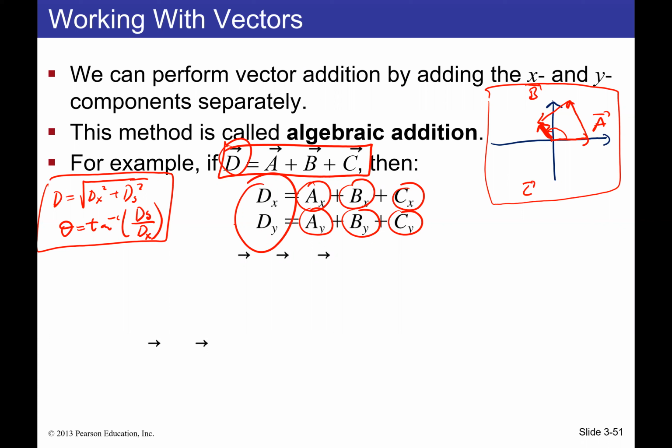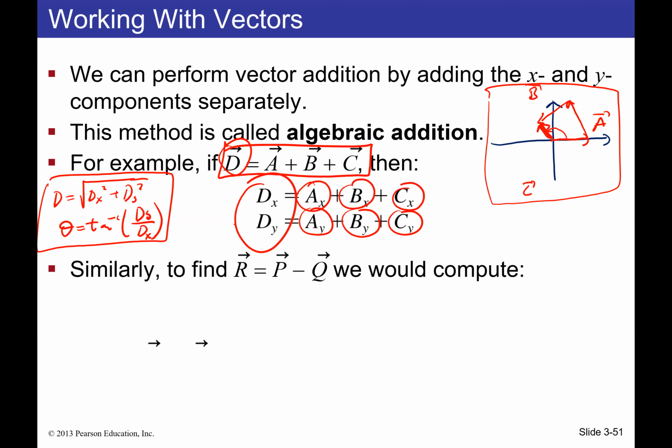From that, it's easy to then find the magnitude and direction. Same way, if you're subtracting two vectors together, using the component method is also relatively simple. I have the same approach where I find the x and y component of the resultant. And to do that, instead of adding the x components, I subtract the x component.